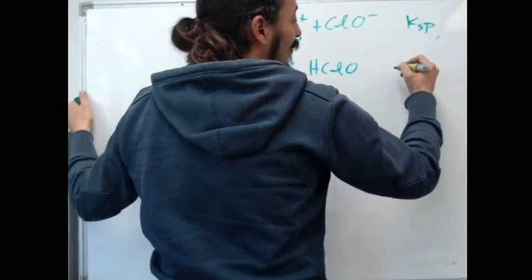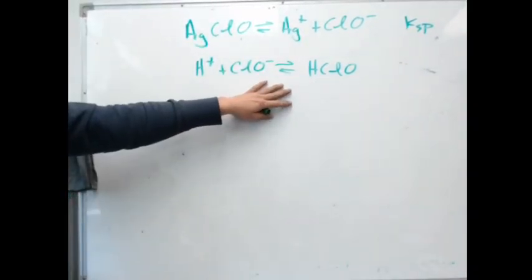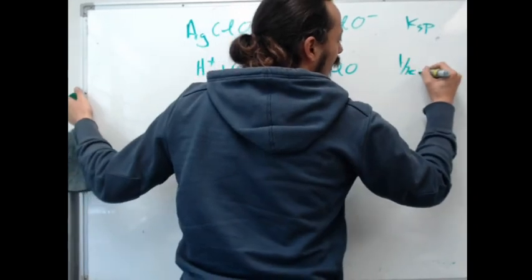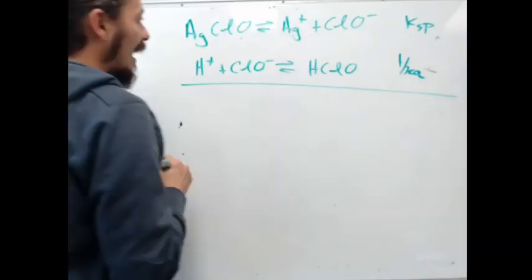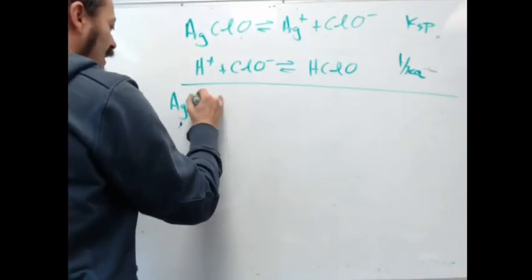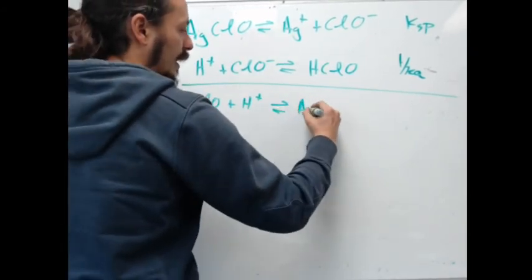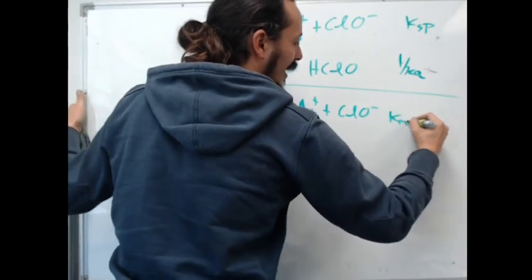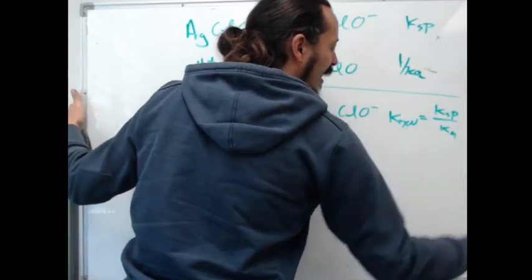If I write Ka for this, am I correct or not? Is this a chemical reaction for a Ka? What should I write? 1 over Ka. So when I put these two together to look at my net reaction, I'm going to have AgClO plus H+ goes to Ag+ plus HClO. This is going to have a K reaction equal to Ksp divided by Ka.